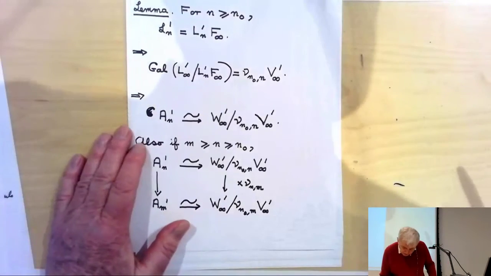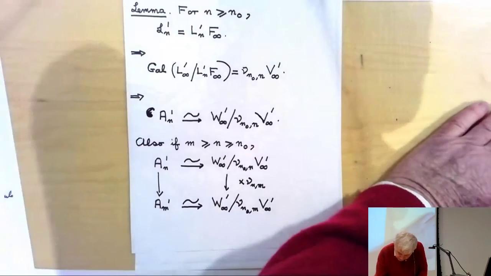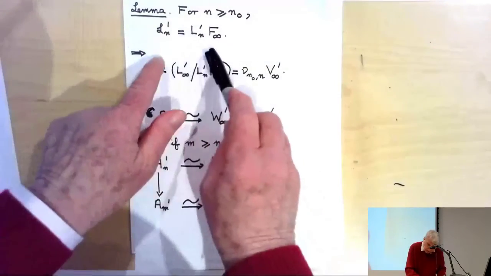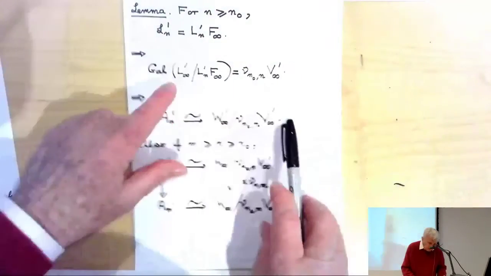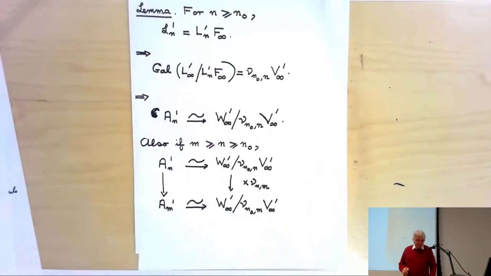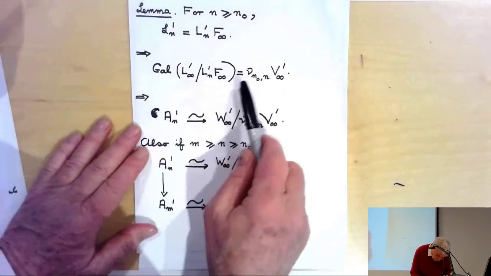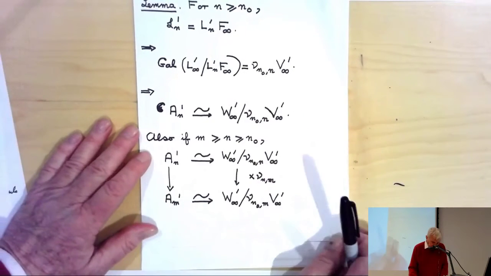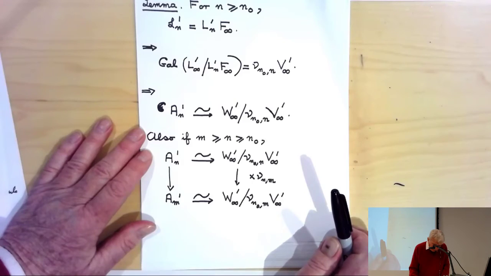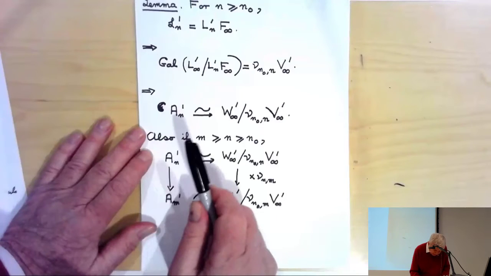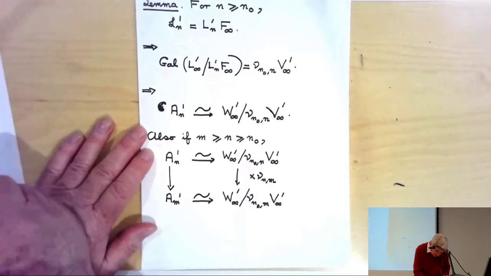Remember, V infinity prime is this subgroup here. I think I've got one of these Galois groups not quite correct, but this statement here is certainly correct: that the Galois group of L infinity prime over L_n prime F infinity is mu_{n naught n} V infinity prime. So I'm afraid we should just accept that. I've just forgotten. I think there's something not quite right in my statement of the lemma there.